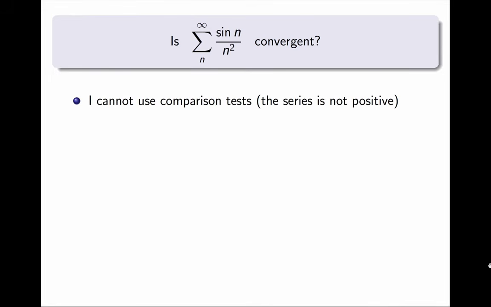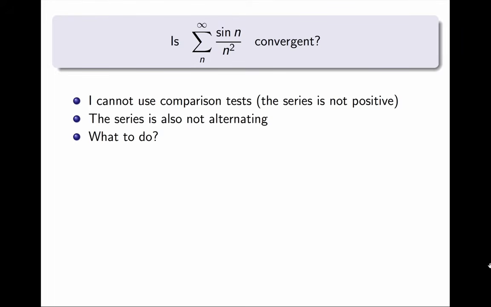This series is not positive. Sine takes both positive and negative values, so I cannot use comparison test. But it is also not an alternating series. The pattern of positive and negative values of sine is more complicated than purely alternating. Then I'm out of ideas.